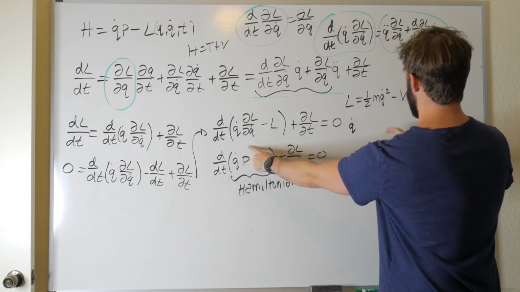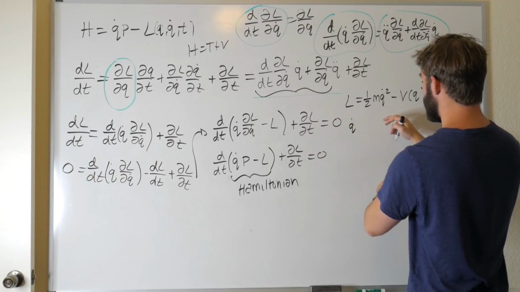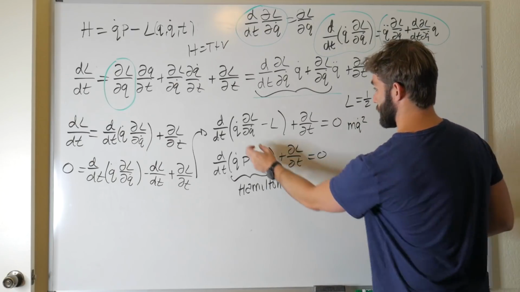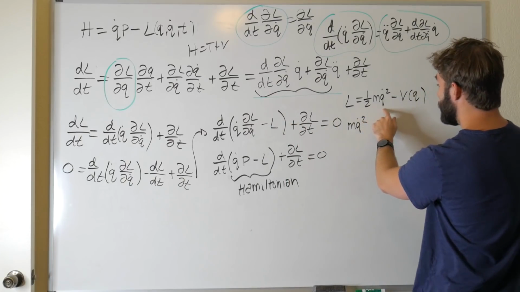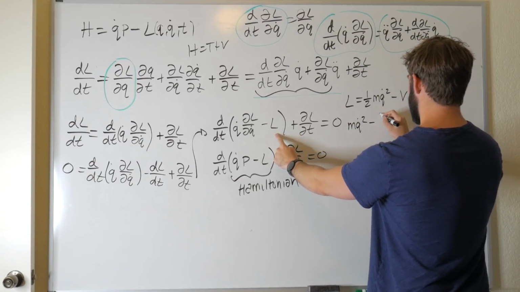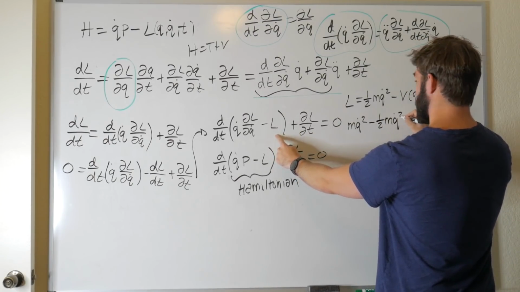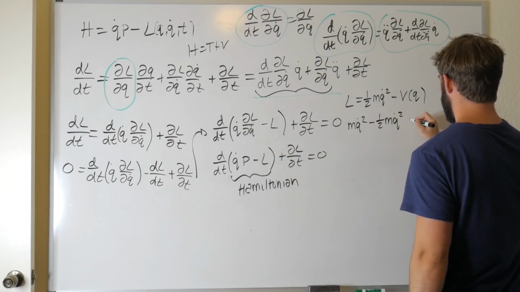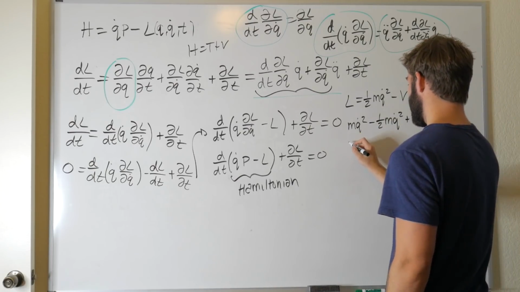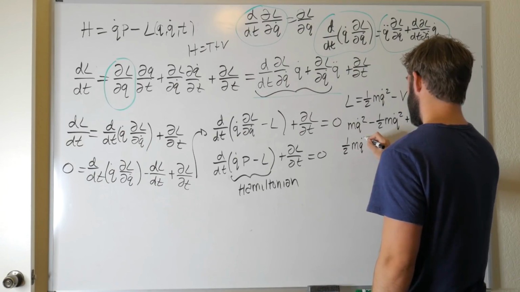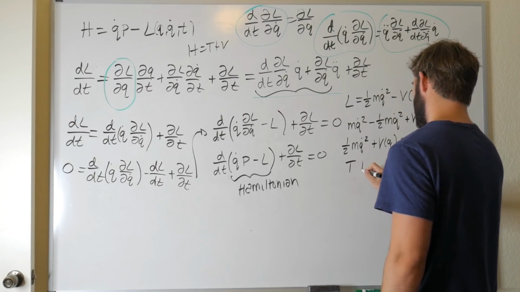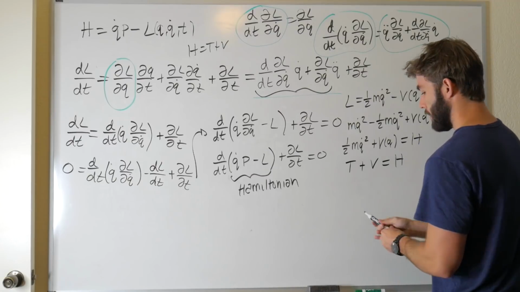Well, dL/dq dot, it's just the power rule, it's just going to give us m q dot. So really, what it's going to give us is m q dot squared. That's what this term here is. It's q dot times m q dot, that's m q dot squared, minus our Lagrangian. And our Lagrangian is 1/2 m q dot squared minus our potential, which gives plus V of q. One minus 1/2 is 1/2, so that gives us 1/2 m q dot squared plus our potential is equal to H. In other words, T plus V is equal to the Hamiltonian.